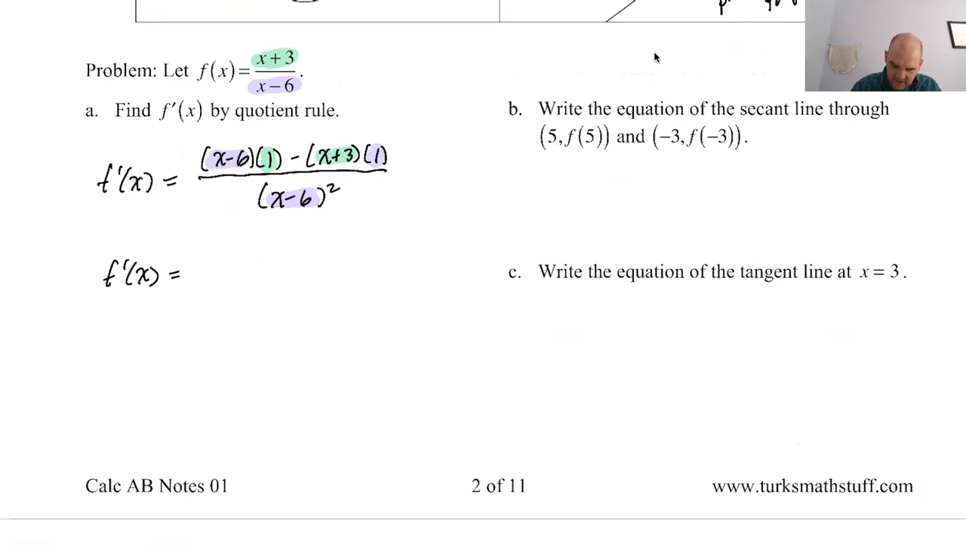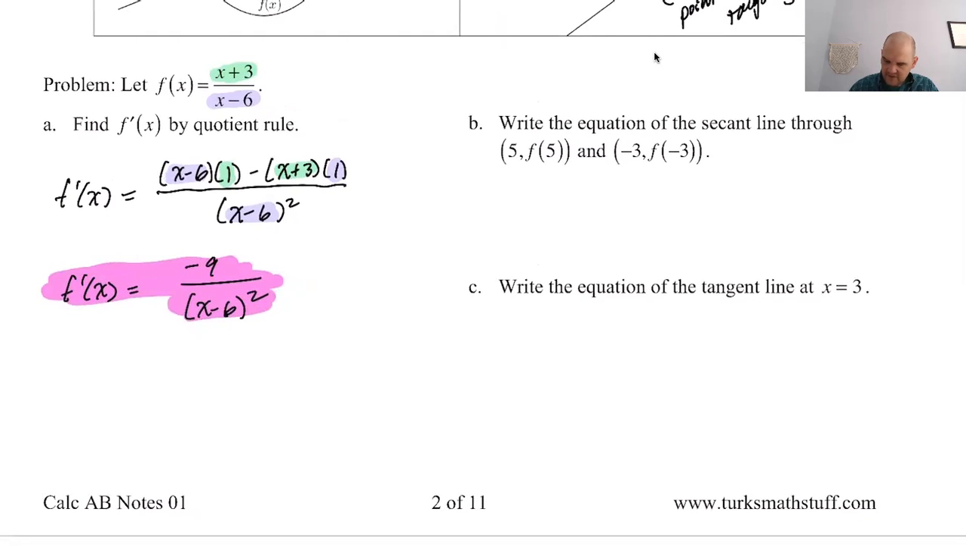So this cleans up to (x minus 6 minus x minus 3), so negative 9 over (x minus 6) squared. So that was x minus 6 minus (x plus 3), so negative 6 minus 3, negative 9. Yeah, I think we're good. Okay, so this, I think, is my derivative. So this is going to tell me the slope at any point. And now I think we're going to be asked some questions here.